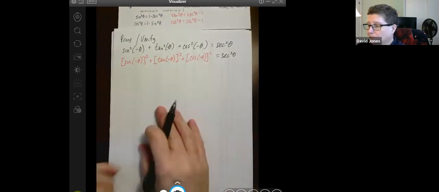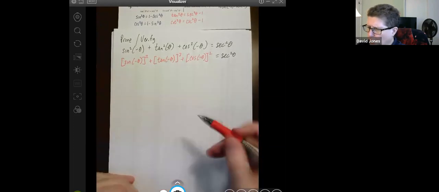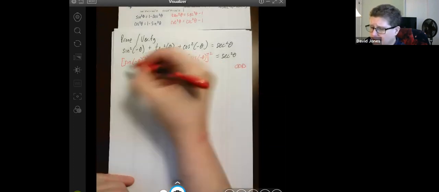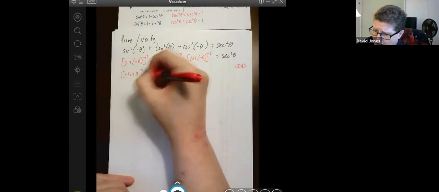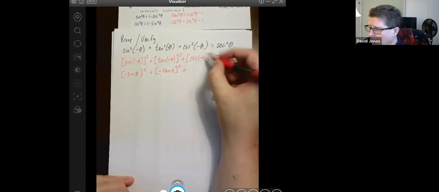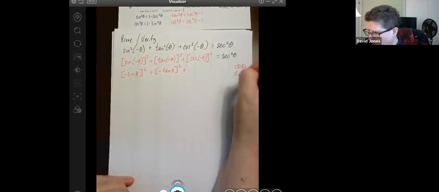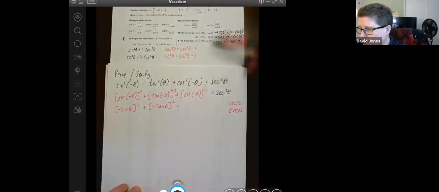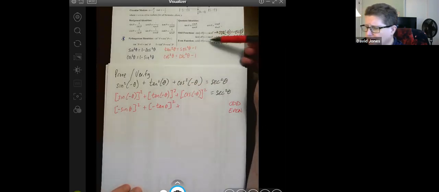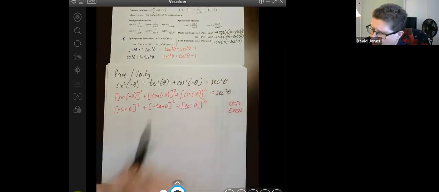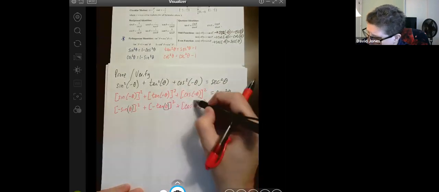All right. So using the odd functionality, this is negative sine theta squared. This is negative tangent theta squared. And cosine is an even function. Cosine negative theta is the same. I'm using these functions right here, the odd and even. Cosine negative theta is cosine theta. And I guess I should put these in parentheses. Equals secant squared theta. Keep your eyes on the prize.